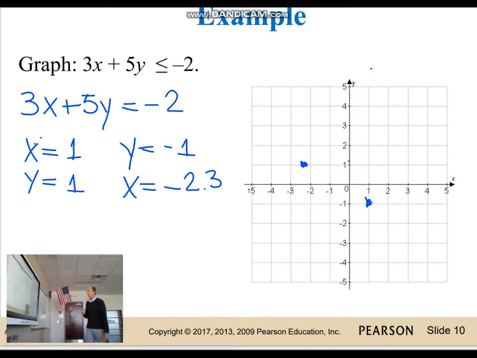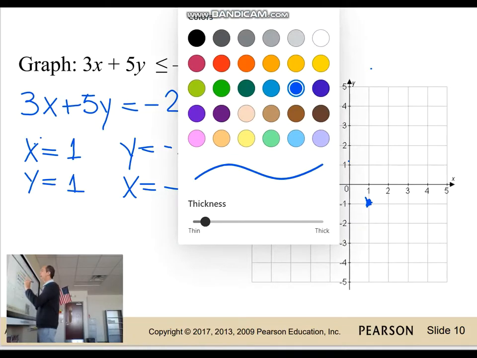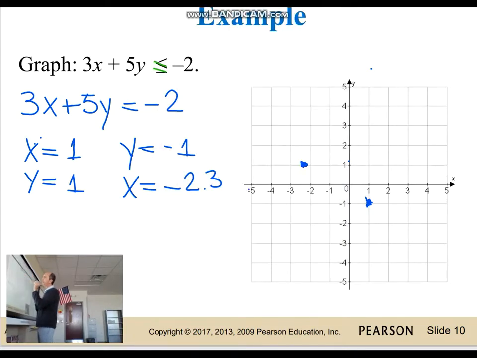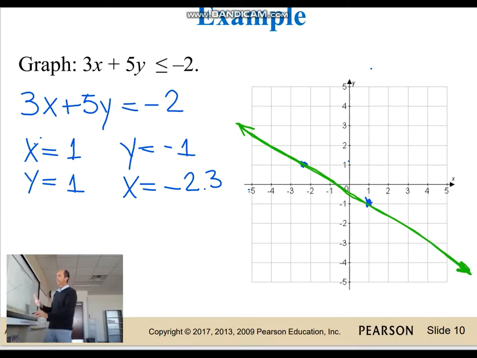Now we connect the points to find the boundary, the line. Keep in mind that this is a less than or equal to. That means we will have a solid line as a boundary, because it represents that the boundary is included in the solution set. When you have the equal sign here in the inequality, then we draw the boundary as a solid line.